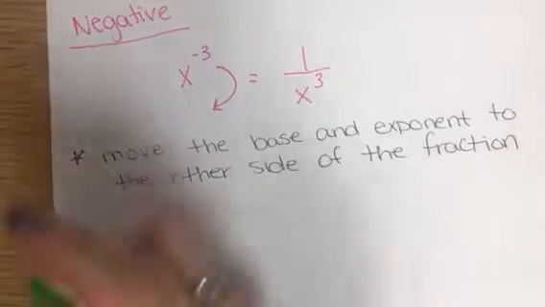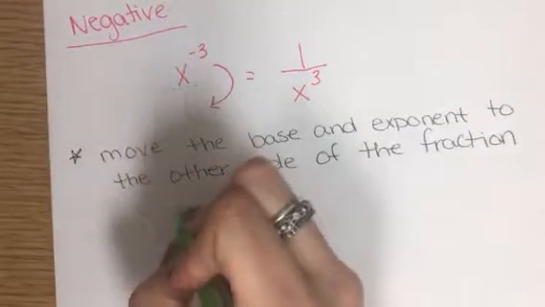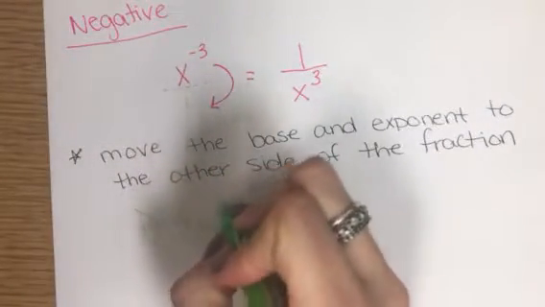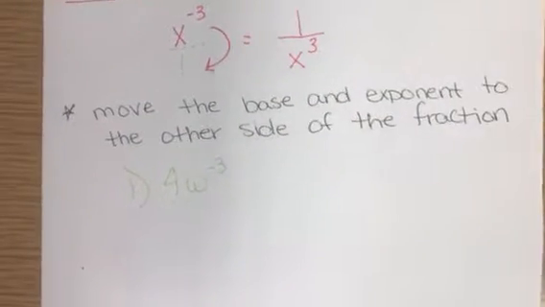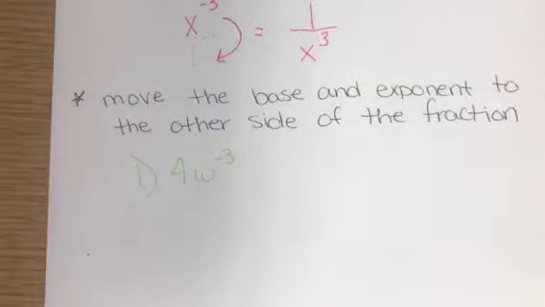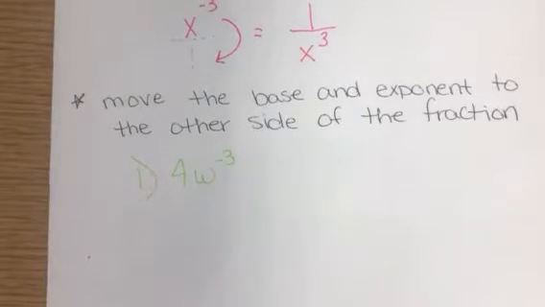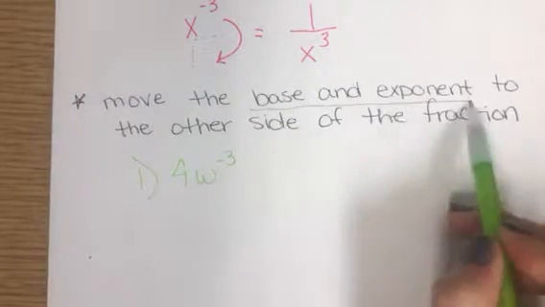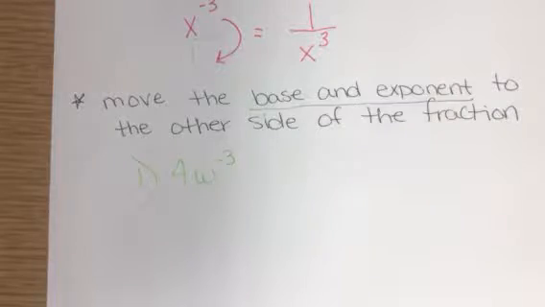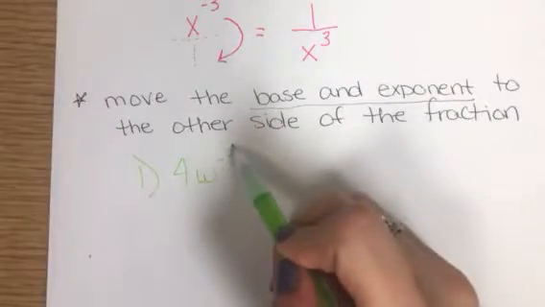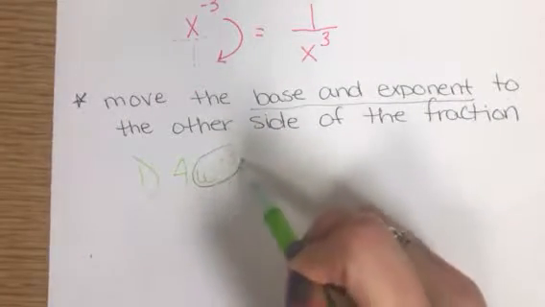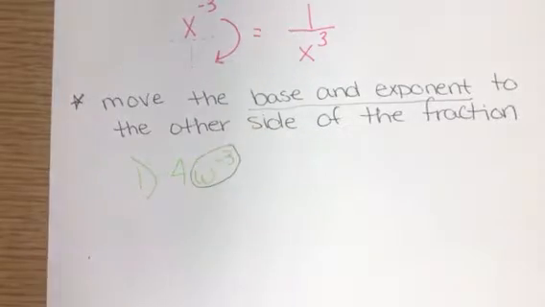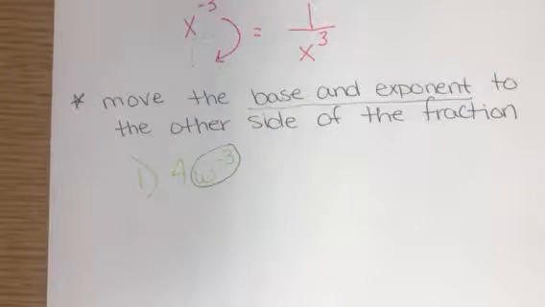So for example, maybe we have 4w to the negative 3. We do have a negative exponent, but the key here is that we want to identify the base and its exponent and only that. So the only thing here is that our negative exponent is negative 3 and the base that it goes with is w. Which means we can't do anything with that 4. That 4 is where it belongs.